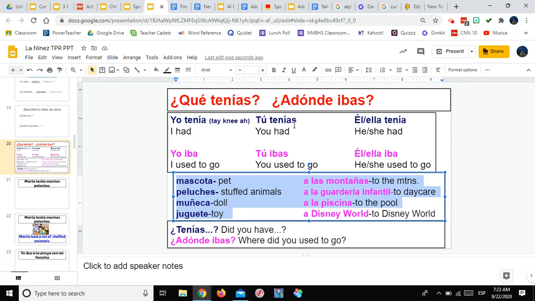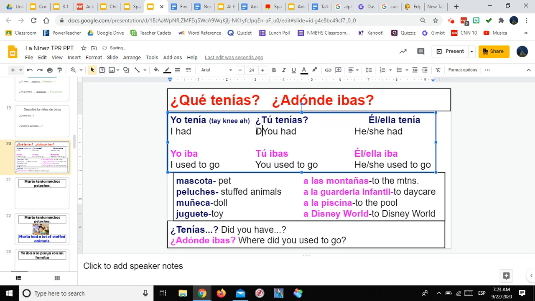Tú tenías is you had. We would use this more as a question, so I would put question marks around this. And it would really mean, did you have? So really, tú tenías means you have or you had if I say it in a statement, but we use this like, ¿tú tenías una mascota?, did you have a pet? ¿Qué tenías? is what did you have? So we really use this more in a question instead of a statement. So I'll just go ahead and change that.